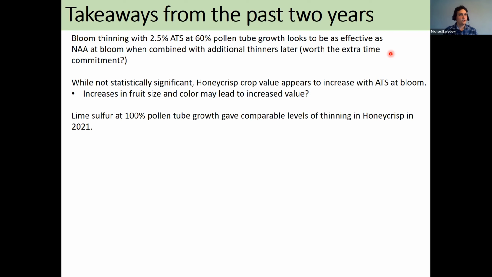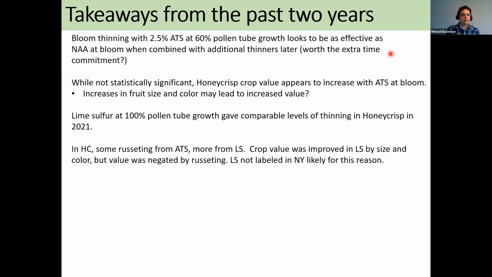The lime sulfur at the 100% pollen tube growth did give comparable levels of thinning in Honeycrisp in 2021. But again, we did note that there was some rusting from the ATS and even more rusting from that lime sulfur treatment. So the crop value was improved in the lime sulfur in terms of the size and color, but that was negated by the rusting. And lime sulfur is not labeled in New York, and certainly partially for that reason.